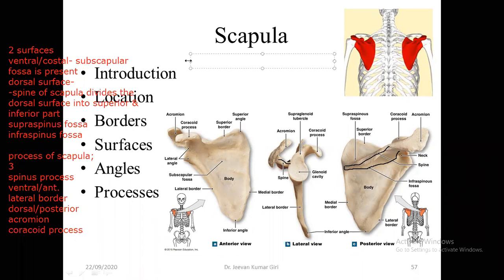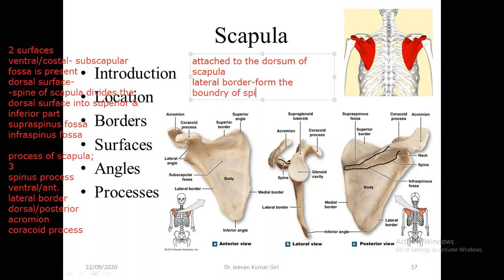The anterior border is the attached border, attached to the dorsum of the scapula. Then the lateral border forms the boundary of the spinoglenoid notch. Now next is the posterior border.